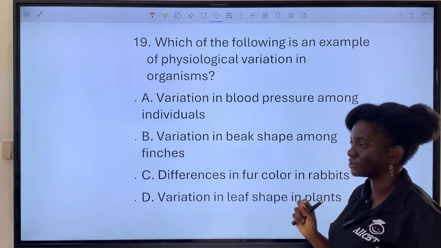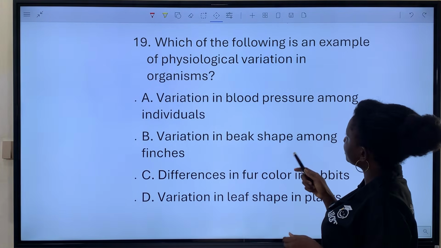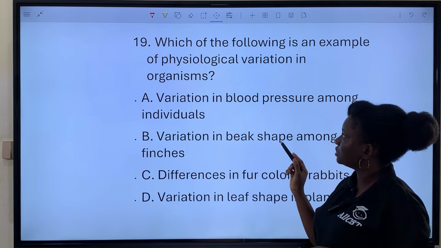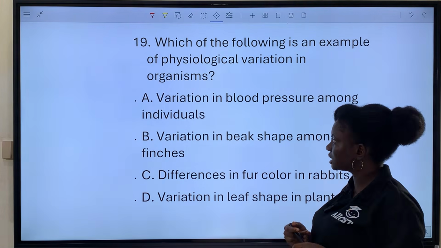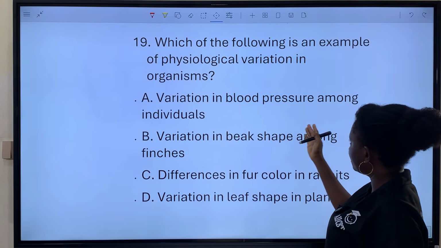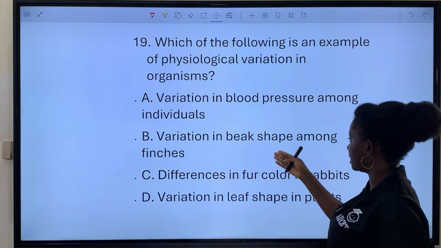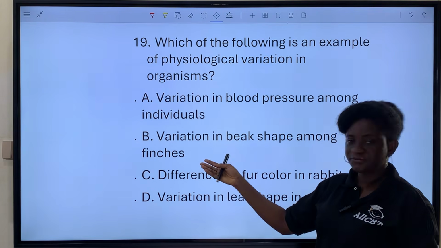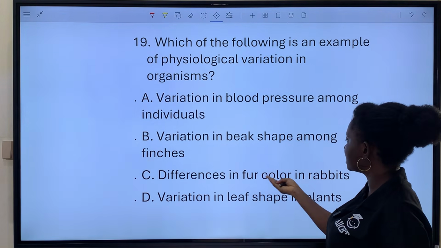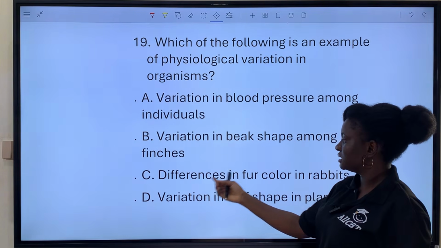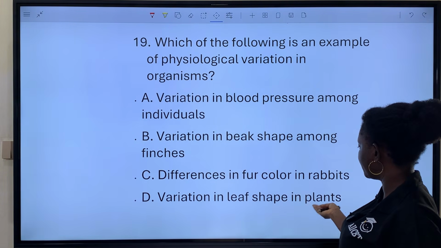Let me just put it that way, physiology means... So which of the following is an example of physiological variation in organism? A, variation in blood pressure among individuals; B, variation in beak shape among fishes; C, differences in fur color in rabbits; D, variation in leaf shape in plants.